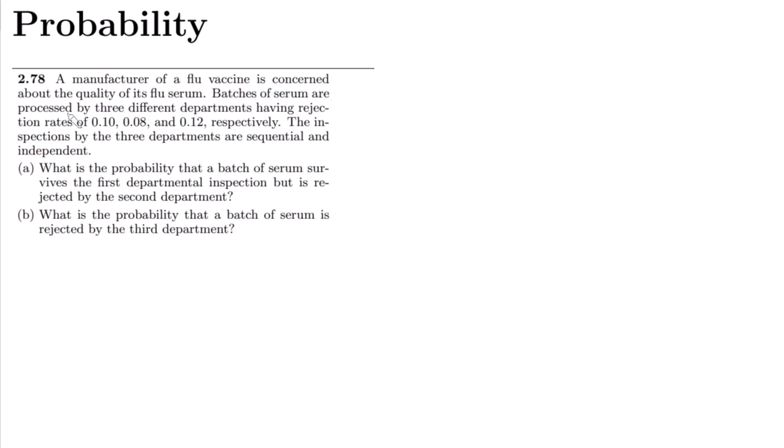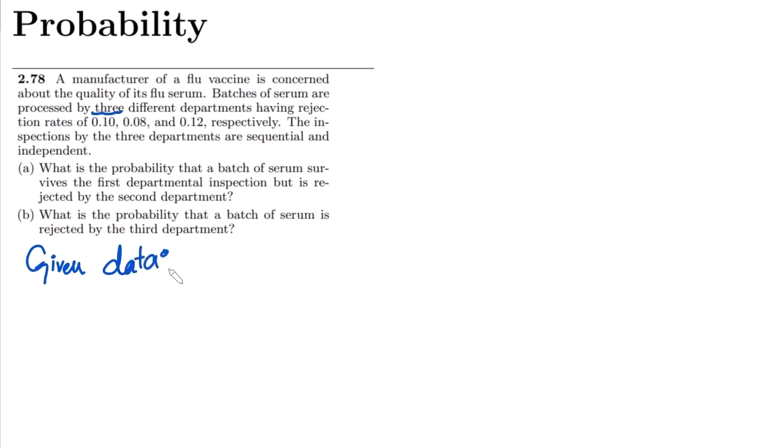Welcome back guys, this is question 2.78, and the statement here is that a manufacturer of a flu vaccine is concerned about the quality of its flu serum. Batches of serum are processed by 3 different departments having rejection rates of 0.10, 0.08 and 0.12 respectively. Okay, so let me write here the given data first.